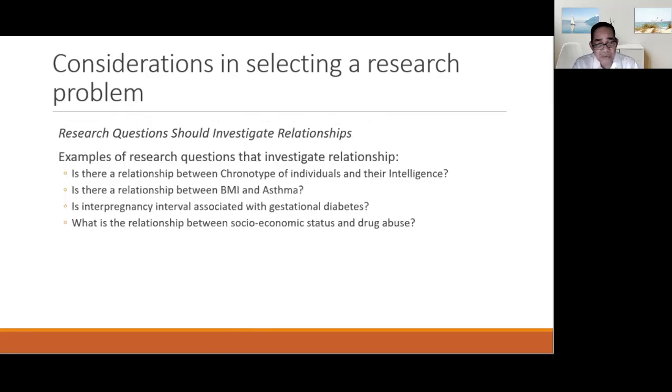Examples of researches that investigate relationship. These are research questions. Is there a relationship between chronotypes of individuals and their intelligence? Is there a relationship between BMI and asthma? Is interpregnancy interval associated with gestational DM? What is the relationship between socio-economic status and job abuse? So these research questions investigate relationship.